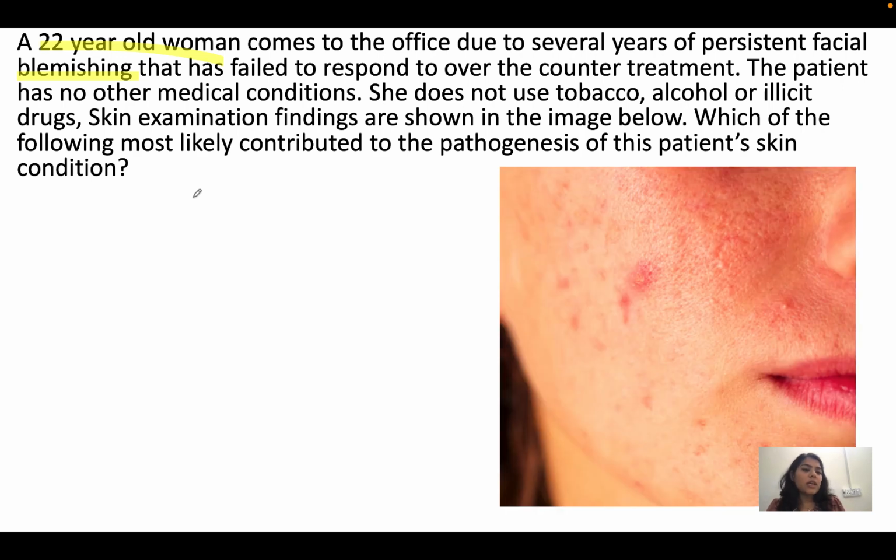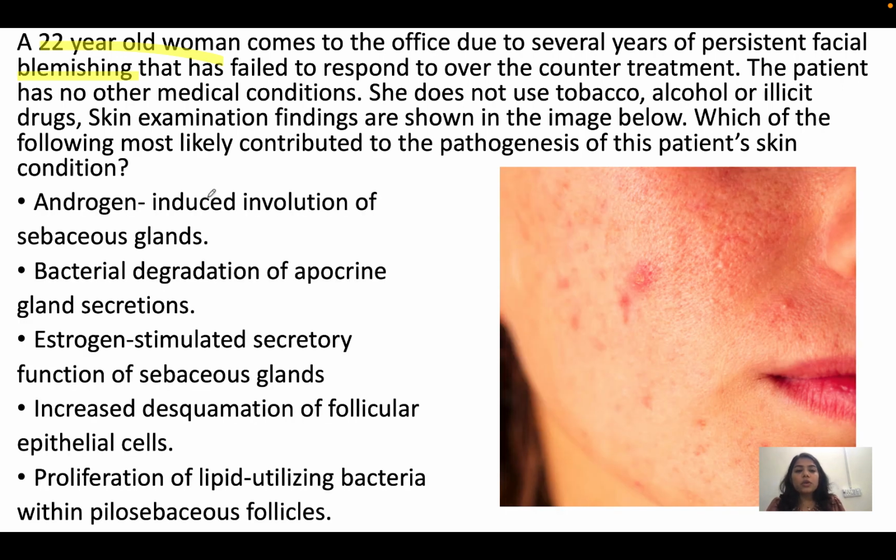You are given this image and you are given these options. Clearly, when you read this question, they are asking you about the pathogenesis of this condition, and you are required to identify which condition this is and then to know what the pathogenesis of this condition is. What are the options? Androgen induced involution of sebaceous glands, bacterial degradation of apocrine gland secretions, estrogen stimulated secretory function of sebaceous glands, increased desquamation of follicular epithelial cells, and proliferation of lipid utilizing bacteria within the pilosebaceous follicles.